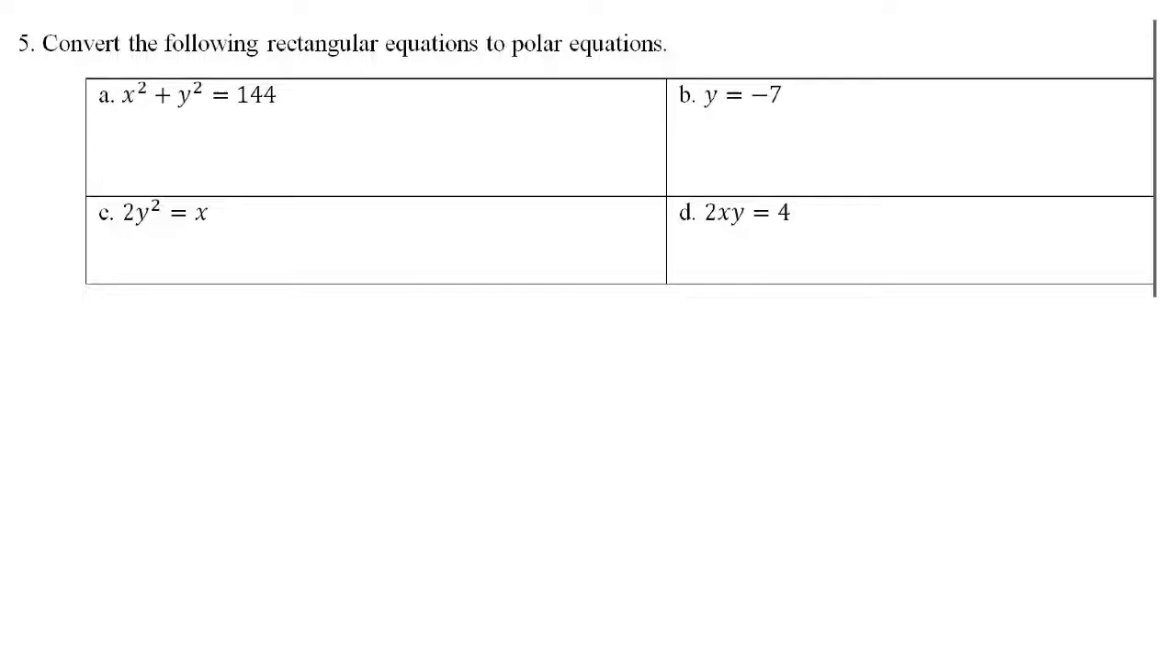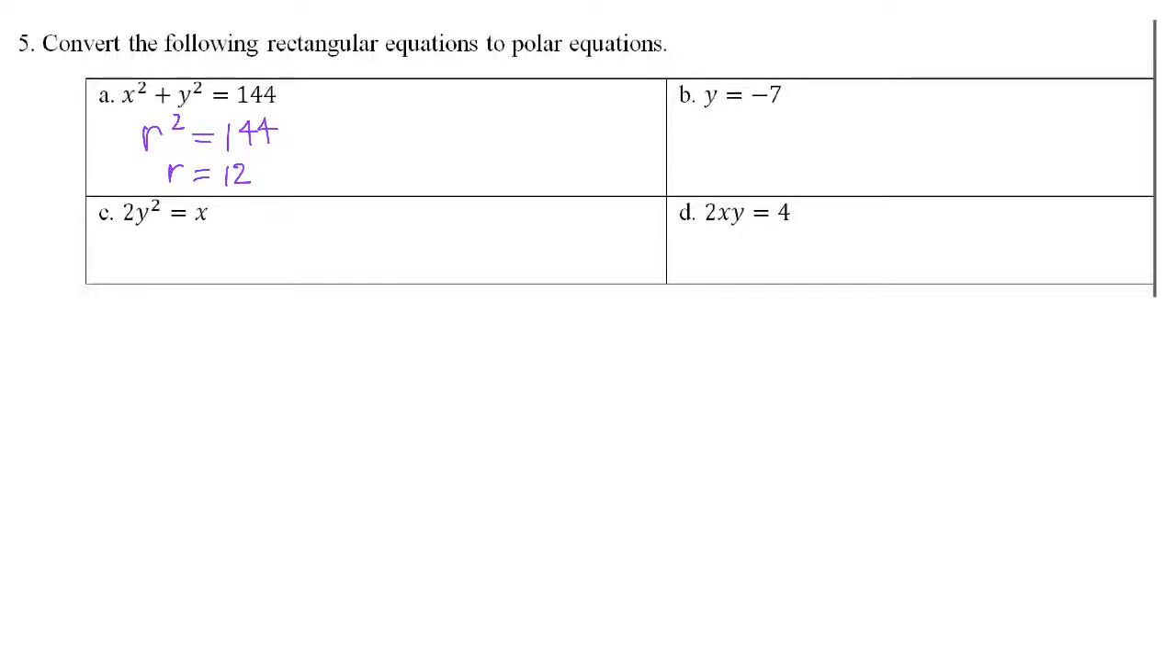Okay, with these problems, you're going the other direction. So you've got x's and y's, and you just need r's and thetas. Now do not make A really all that difficult. What do you know about x squared plus y squared? r squared. All right. r squared equals 144, right? So what is r equal to? 12. You're finished. That's it. Is that okay? Good job.